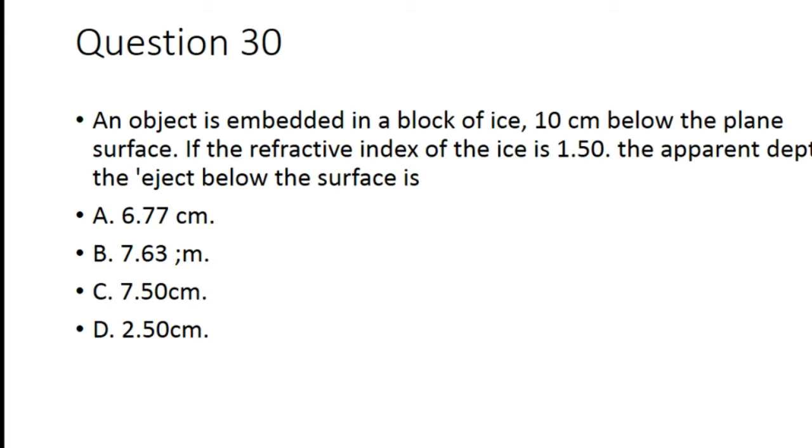Question 30. An object is embedded in a block of ice 10 cm below the plane surface. If the refractive index of the ice is 1.50, the apparent depth of the object below the surface is A. 6.77 cm, B. 7.63 cm, C. 7.50 cm, D. 2.50 cm. The correct option here is option A.